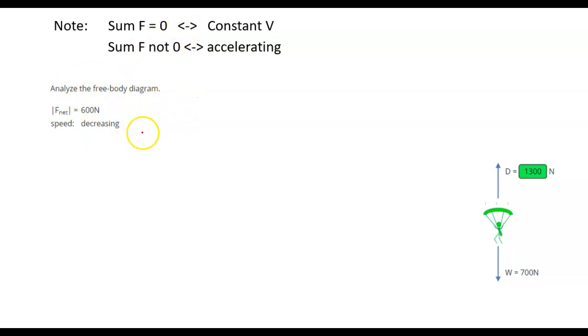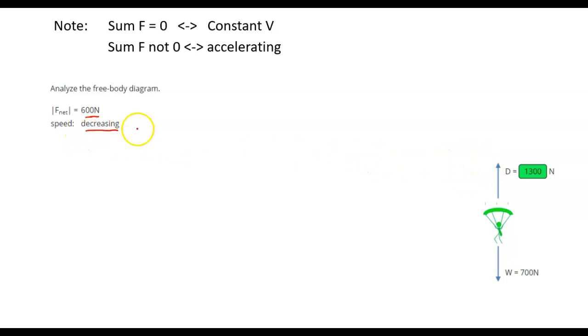Analyze the free body diagram. We're told that there's a net force of 600 newtons acting on this object, and the speed of the person is decreasing. A net force means when you add up all the forces on the object, and forces in opposite directions subtract. So the net force is the sum of all the forces. In this case, we have a downward force of 700 newtons due to their weight, the force of gravity, and an upward force of drag, which is the force of air against the person.